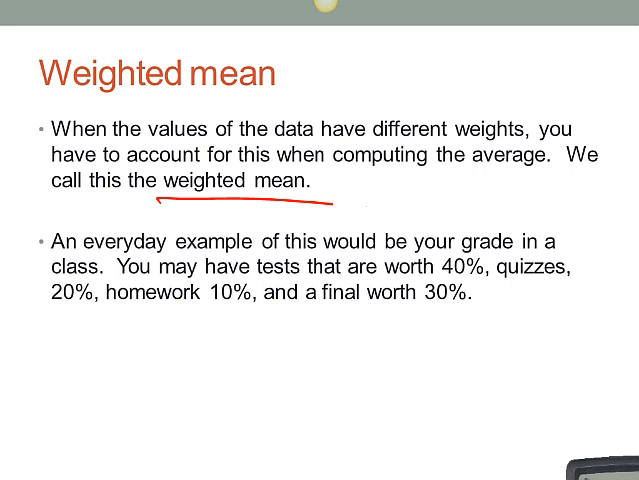You may have tests that are worth 40%, quizzes 20%, homework 10%, and the final worth 30%. Hopefully that adds up to 100. So if you want to find out your average, you can't just add up each item and divide by the number of items, right? Because the different items have different weights. You have to account for this. Let's look at an example.